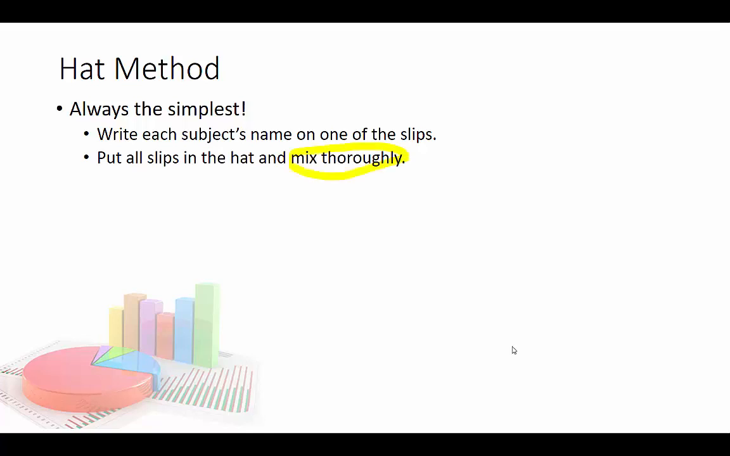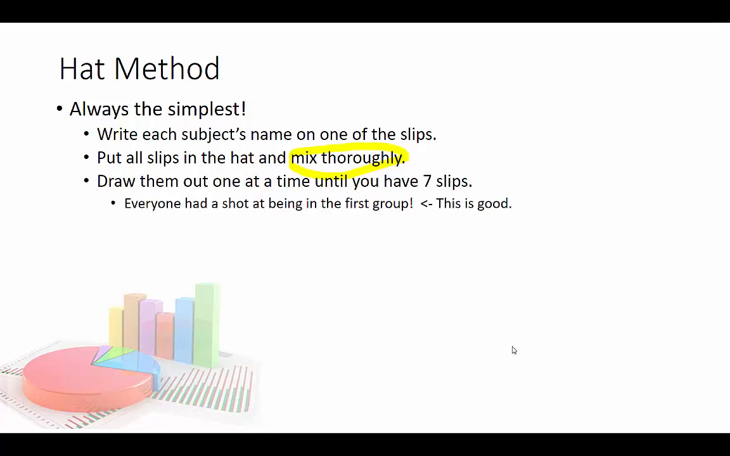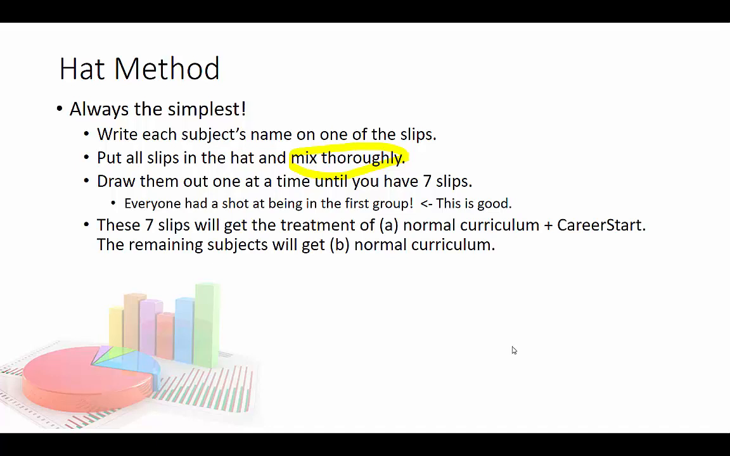So the hat method is always the simplest. Write each subject's name on slips, put them all in a hat, and mix thoroughly. If you don't tell them to mix it, you might get dinged. In fact, you probably will get dinged. Draw them all out one at a time until you have 7 slips. Everyone had a shot at being in the first group. This is good. And so the 7 slips will get the career start. So this is how you could write your description on the AP test.